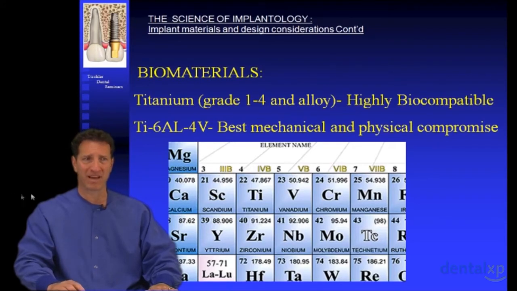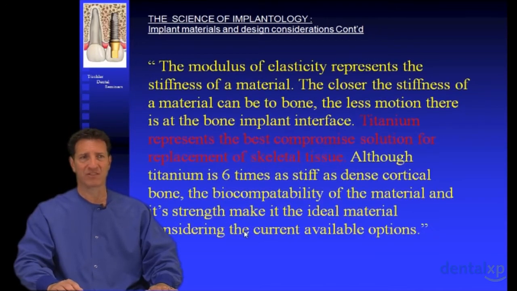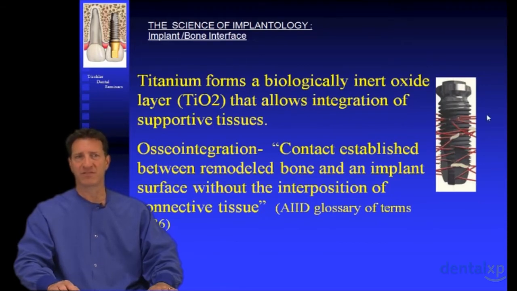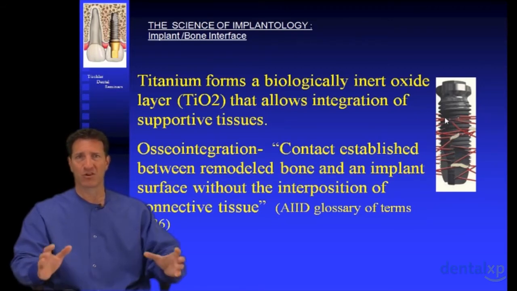Titanium is highly biocompatible, and it's the best mechanical and physical compromise to replace a tooth. And that's basically why we use titanium. It's also used in hips and knees. It has the best compromise solution for skeletal tissue replacement because of the biocompatibility, and also because the modulus of elasticity represents the closest to bone or tooth that we have. Basically what happens is the titanium forms an inert oxide layer, and then bone cells somewhat attach to this. I wouldn't say attach as much as grab onto it.